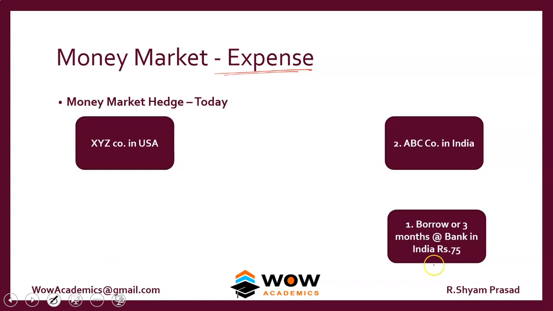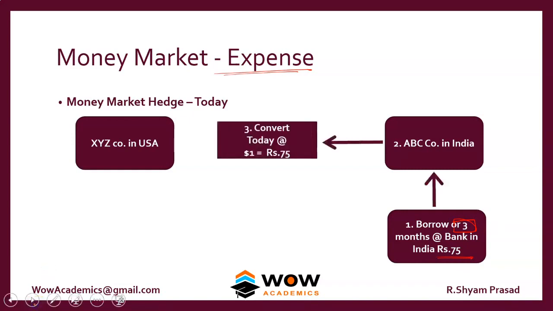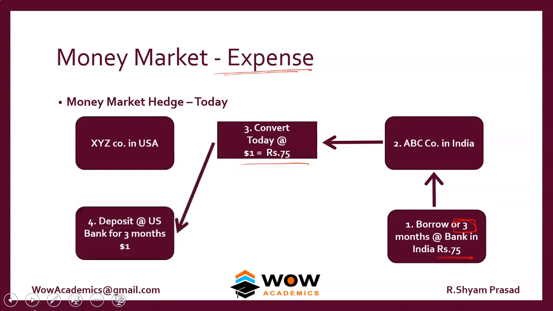The Indian company has to pay around $1 to a foreign company, and to pay that today, the conversion rate is 75 rupees. So they go to an Indian bank and they borrow 75 rupees, and the payment has to be made in 3 months. So they first borrow this amount and then convert it today itself at 75 rupees to a dollar. And rather than paying the US client, they deposit the $1 in a US bank for 3 months.